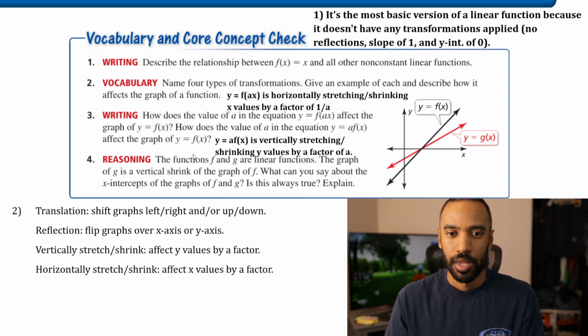Number 4, the functions f and g are linear functions. The graph of g is a vertical shrink of the graph of f.